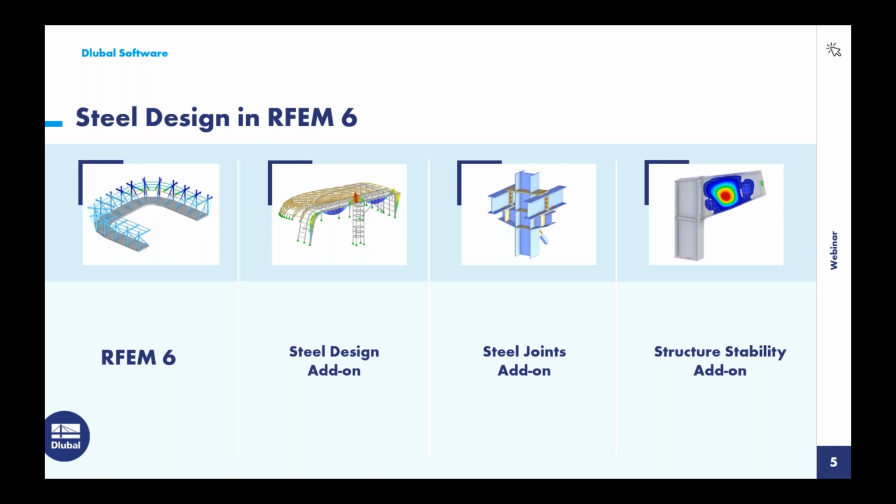I also mentioned here the structure stability add-on. This is needed if we wanted to carry out an eigenvalue analysis for our connections to determine the various buckling mode shapes, which we'll see in our example today.